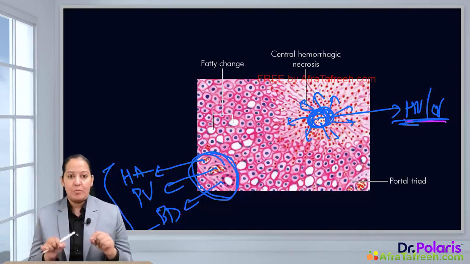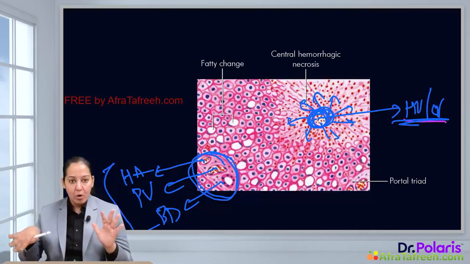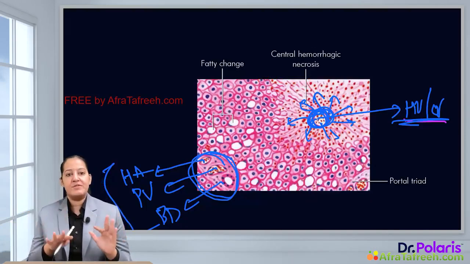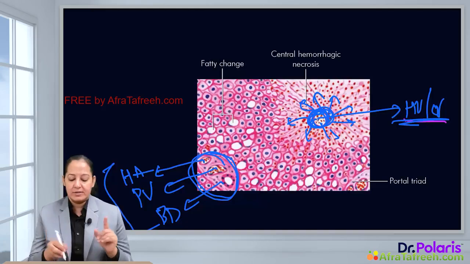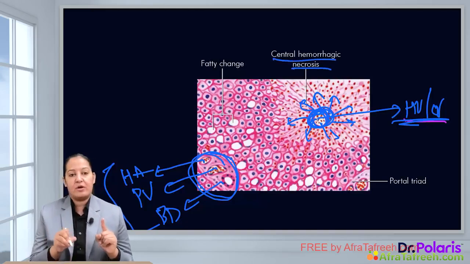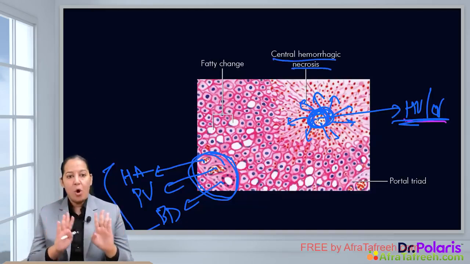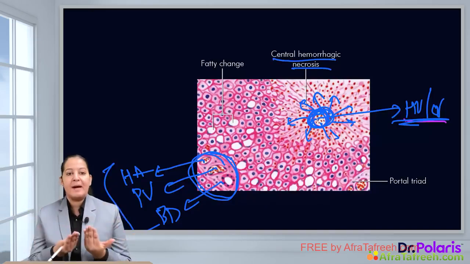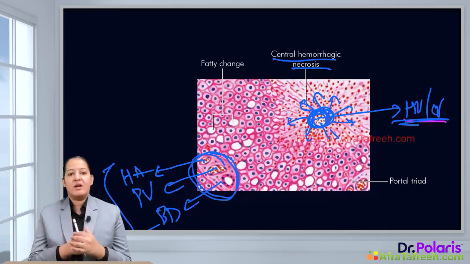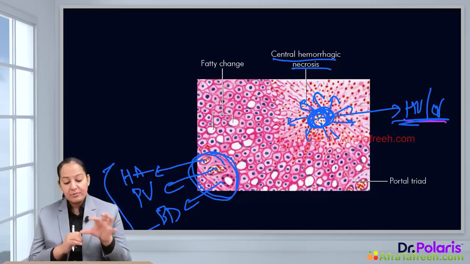This blood is impure blood. So the hepatocytes surrounding the hepatic vein or central vein undergo hemorrhagic necrosis. That is central hemorrhagic necrosis. The central hepatocytes, all the hepatocytes surrounding the hepatic vein or central vein, undergo hemorrhagic necrosis. They look red in color. This will give the red color.